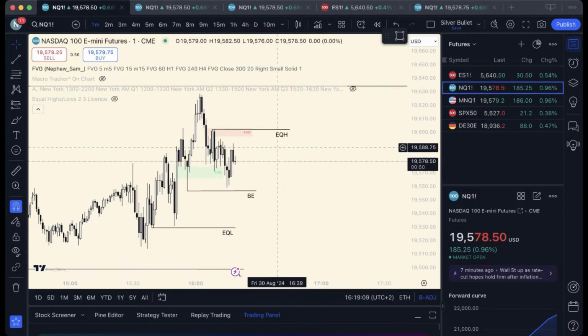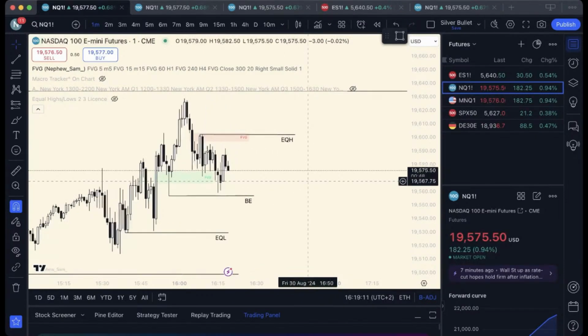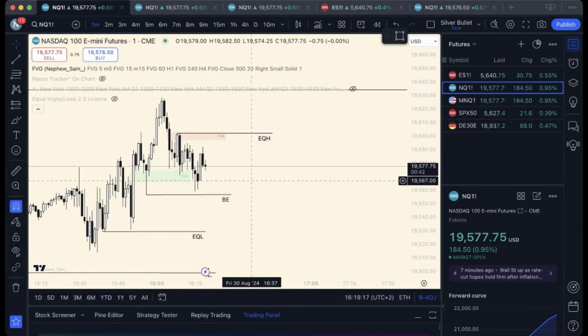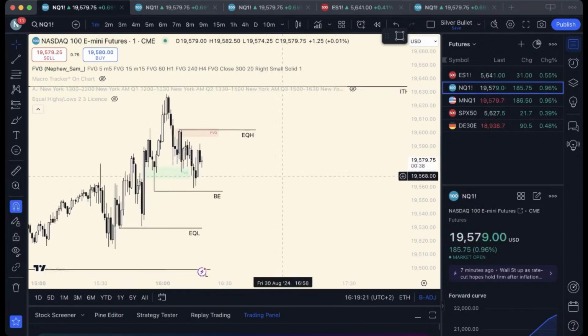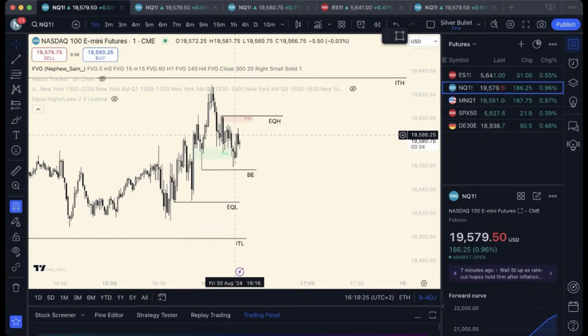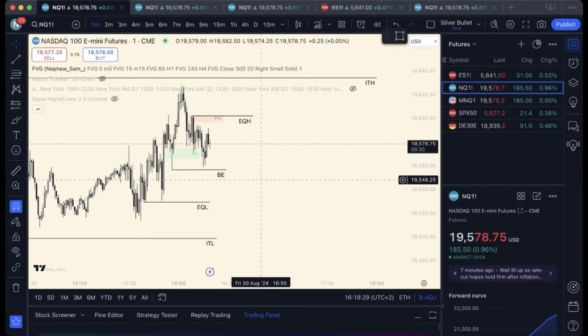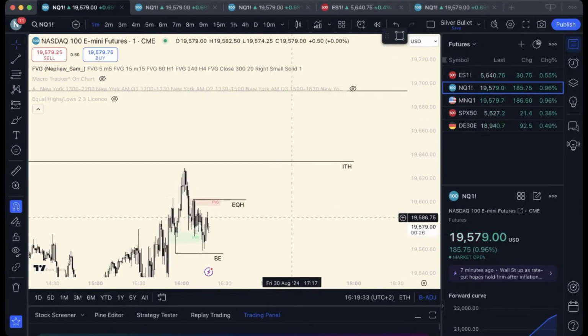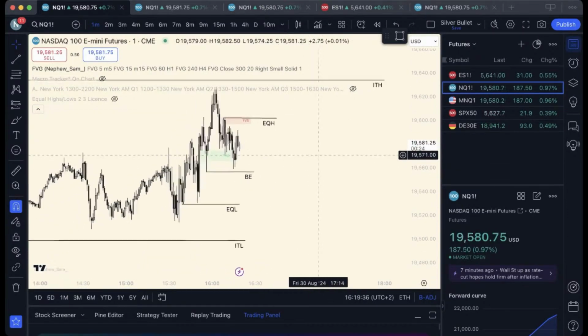Okay, we really have slow price action. A little bit of low resistance liquidity here. It would be really nice if we get the flush down, and then I think we are ready to take longs to those equal highs and then internal highs.